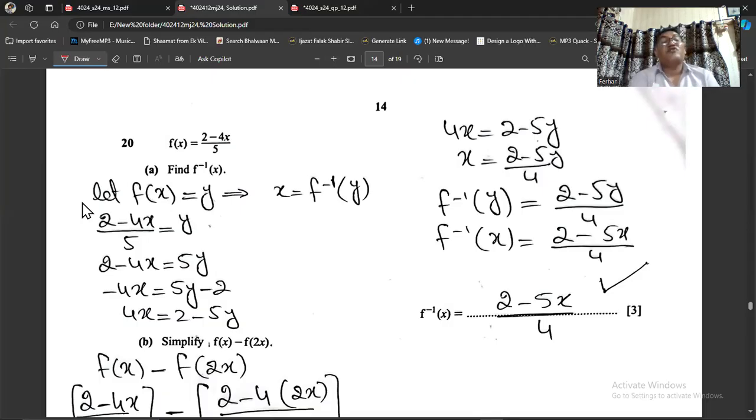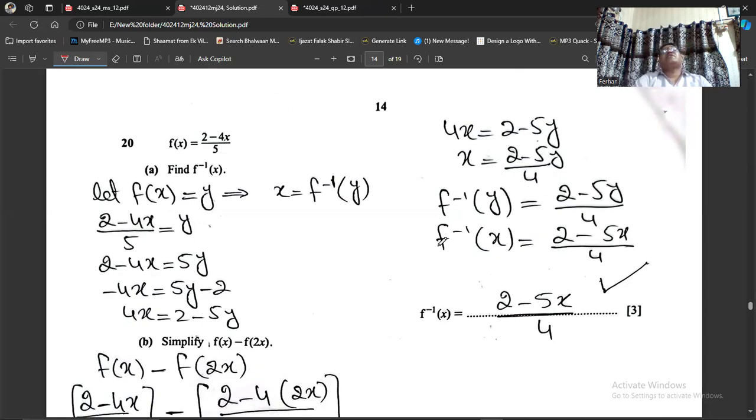So in the place of f of x, I will write its formula. That will be 2 minus 4x, the whole thing divided by 5, is equal to y. So 2 minus 4x is equal to 5y. So minus 4x is equal to 5y minus 2. So 4x will be equal to 2 minus 5y, taking that negative to this side. So x will be equal to 2 minus 5y, the whole thing divided by 4. In the place of x, I will put f inverse of y. So f inverse of y will be equal to 2 minus 5y divided by 4.